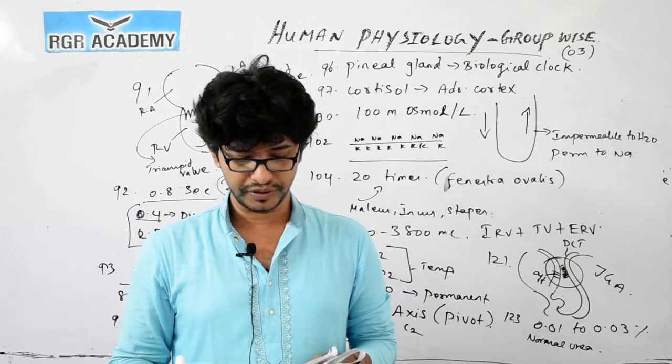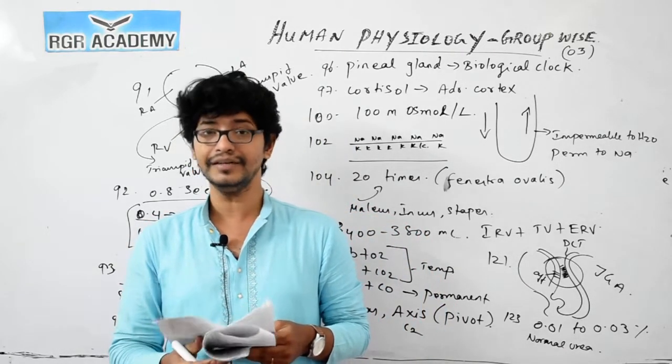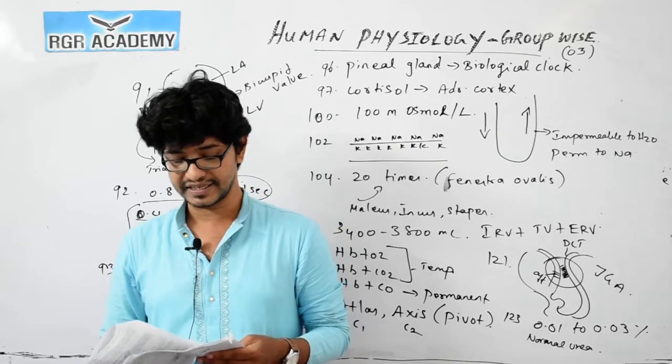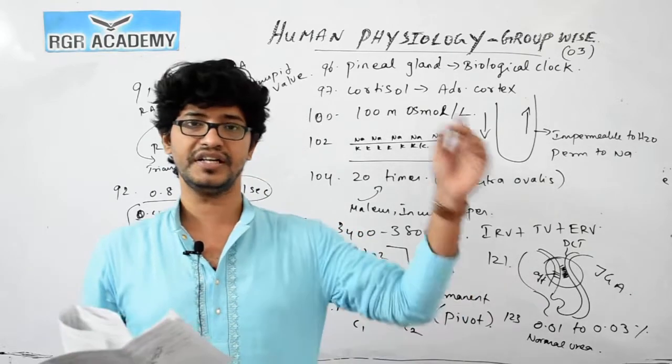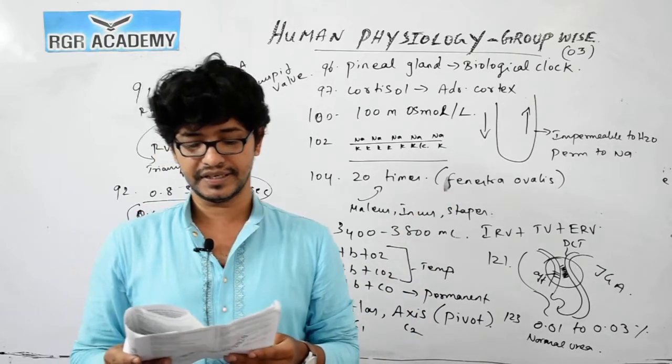Question number 125. The reflex arc contains both the sensory nerve as well as the motor nerve. You would have studied the sensory reflex action, where both the sensory and the motor nerves are involved.